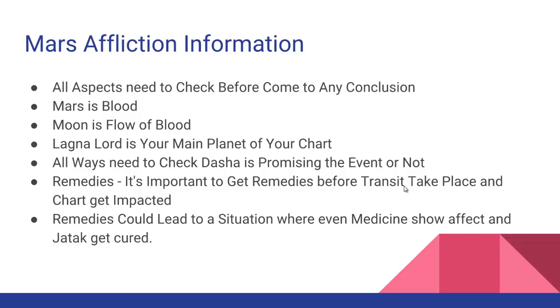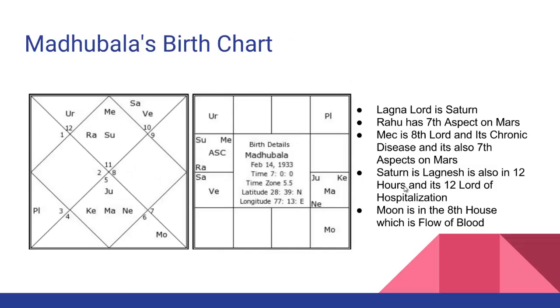The first chart which I have picked is of Madhubala. Again, I'm not sure whether the information is correct or not, but I have tried to pick from the internet, and I just want to explore what options and combinations the chart shows. The first thing I noticed is the Lagna Lord, which is Saturn. You can see the Lagna Lord, Saturn, is in the 12th house. Let's go one by one through the information we have gathered.